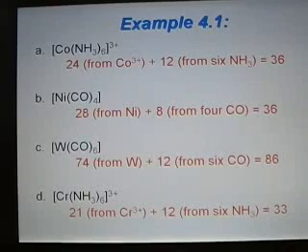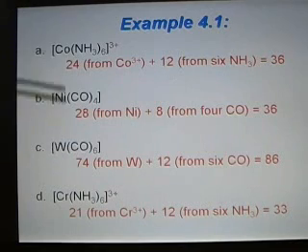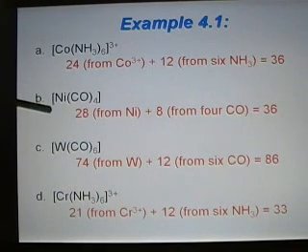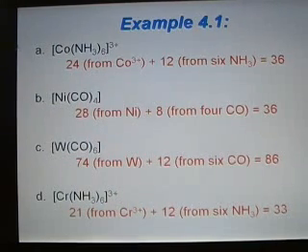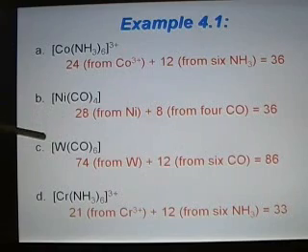W(CO)6 is the next one. Now, once again, we have neutral tungsten, and neutral tungsten has 74 electrons. CO has 2 electrons that it contributes to the bonding, but since there's 6 of them, we must multiply 2 times 6 to get 12, and 74 plus 12 is 86.